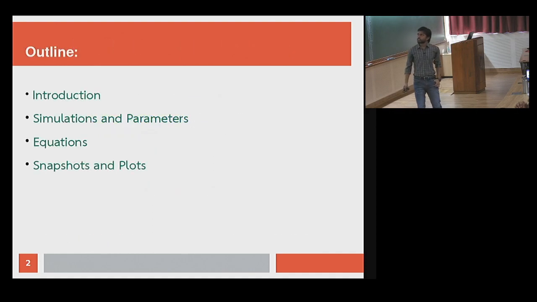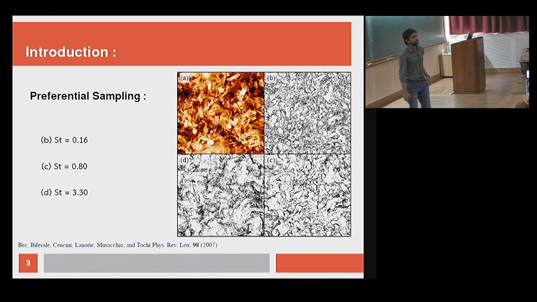First, I'll start by introducing what preferential sampling is. For the panel you see here, forget about panel A and just look at B, C, and D. These panels show particles in a turbulent flow. The black dots are the particles, and the background flow is in white. These particles are characterized by their Stokes number, which tells you the inertia of the particles. The larger the inertia, the larger the Stokes number, and the longer the particles take to relax to the local velocity of the fluid.